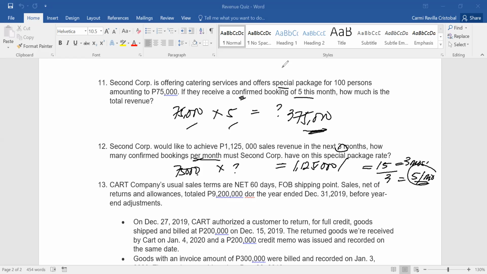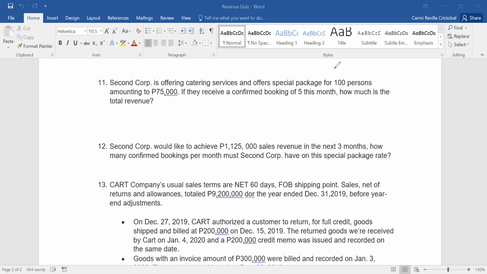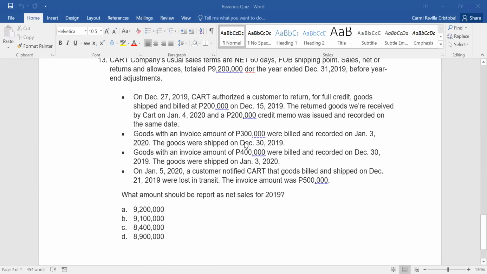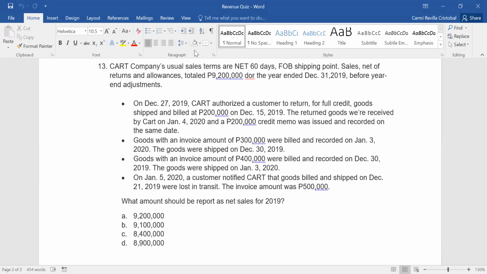Okay, so let's go to the last problem. Number 13. Okay, there you go. CART companies' usual sales terms are net 60 days. Let's just read the problem muna, guys. So, FOB, shipping point. So, let's take down na yung mga important notes, ha? Net 60, FOB, shipping point.